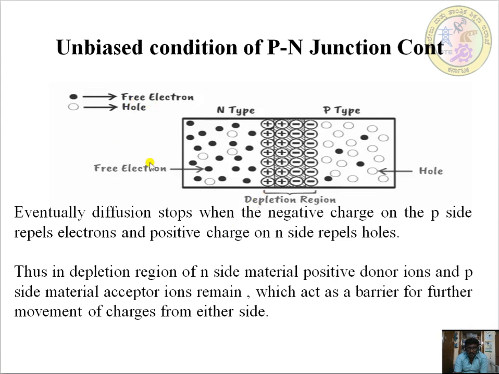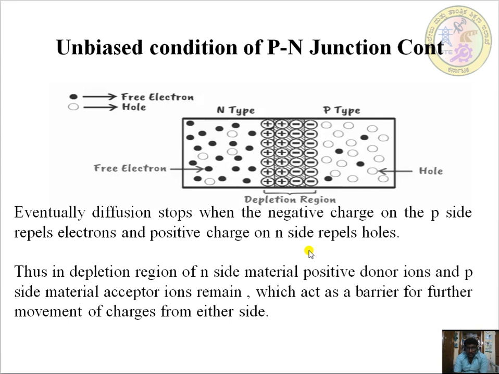Okay, see here. Eventually diffusion stops when the electrons have crossed over to the p type, the positive charges, that is holes, have been carried towards the n type material, and the negatively charged electrons have been carried into the p type material. Eventually diffusion stops when the negative charge on the p side repels electrons and positive charge on the n side repels holes.